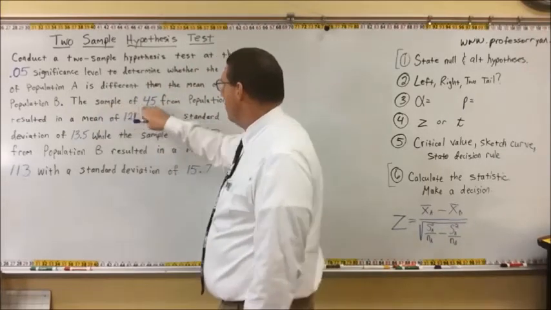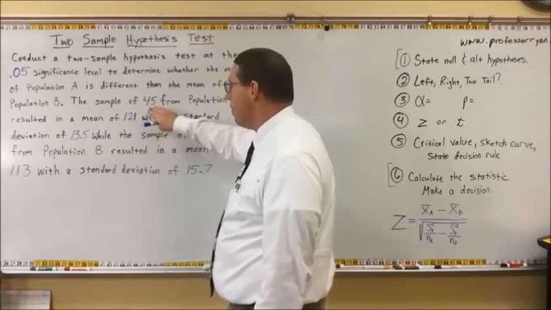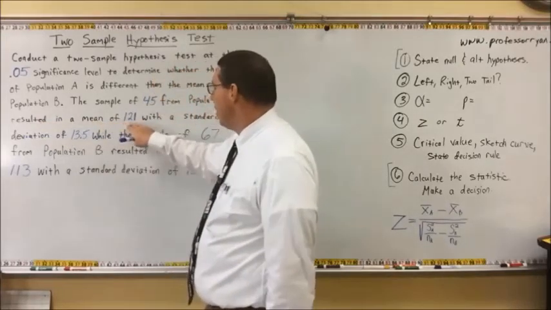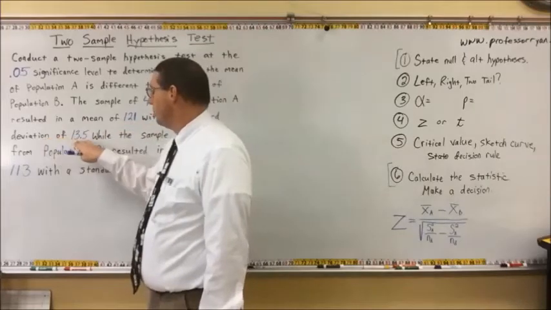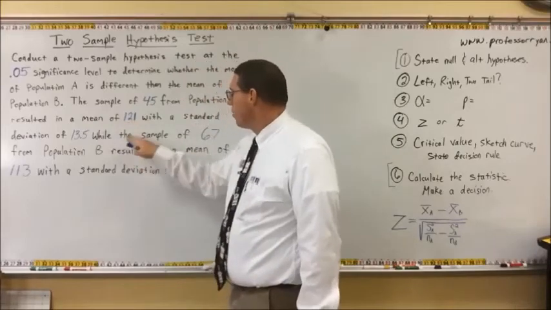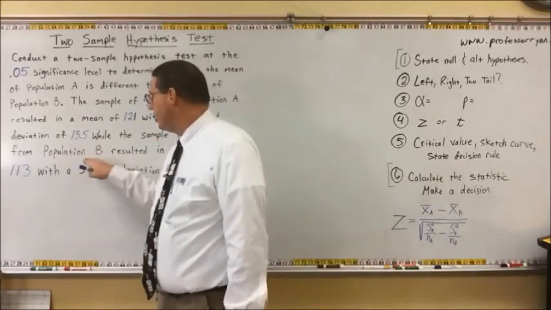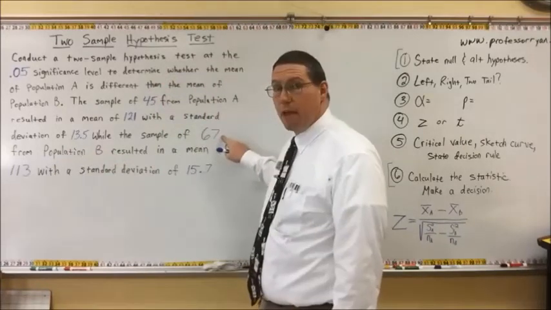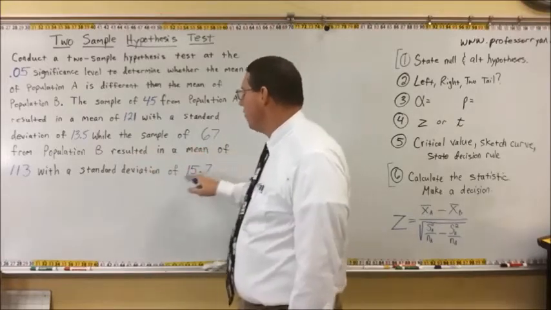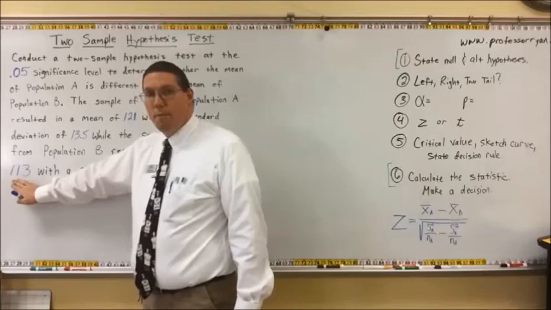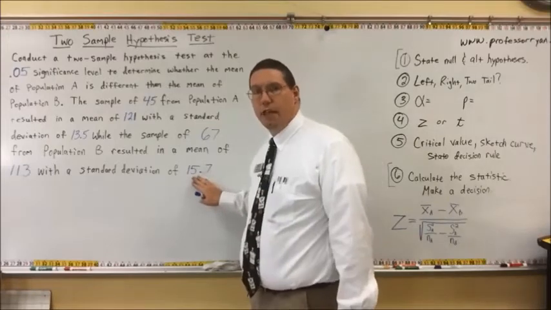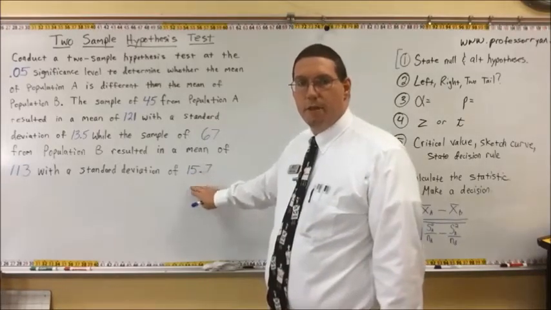And then it says we got a sample of 45, that's n sub A, from population A that resulted in a mean of 121 with a standard deviation of 13.5. So this is S sub A and this is X bar sub A. While the sample of 67 from population B, this is n sub B, resulted in a mean of 113. This is X bar sub B, with a standard deviation of 15.7. This is the standard deviation of the sample from population B. This is S sub B.